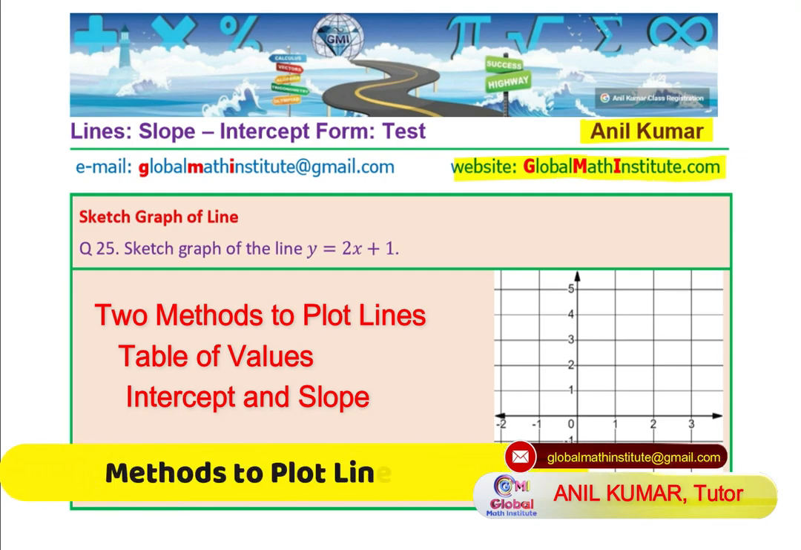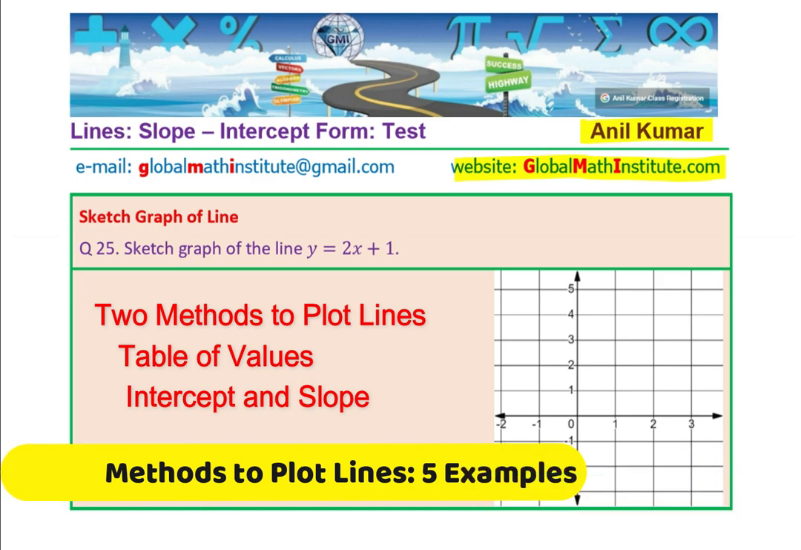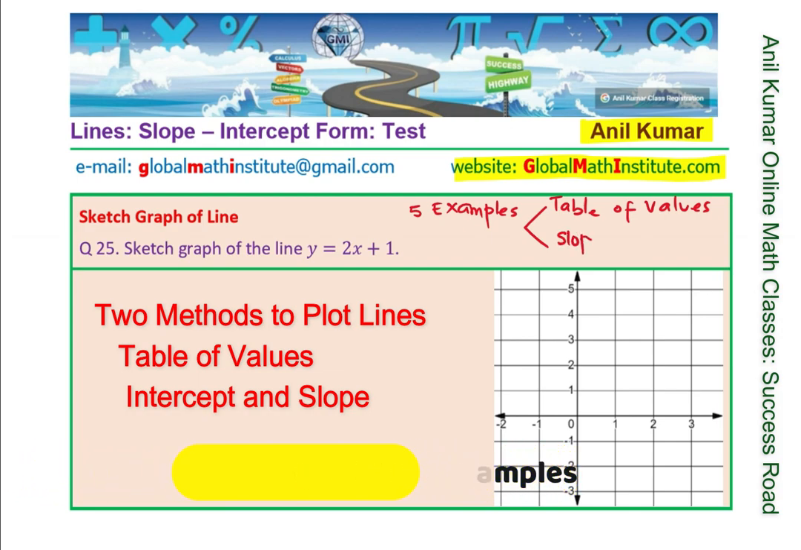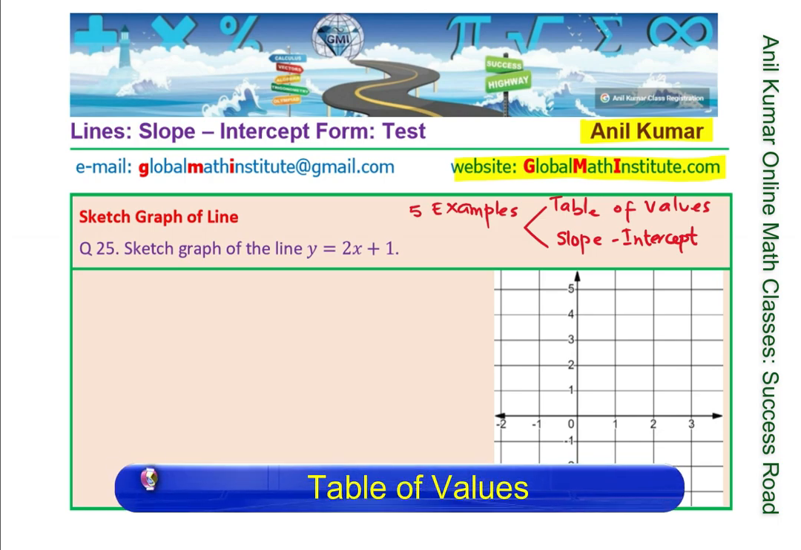In this video, we are going to take 5 examples and we will understand how do we sketch graph of a line. So we'll consider 5 examples. And we are going to graph in 2 different methods, one using table of values, and the second using slope intercept. Now, slope intercept concept is a very efficient way of graphing, but we should know both the methods.